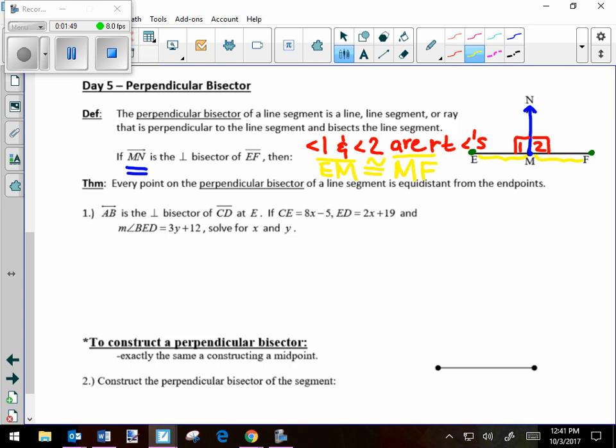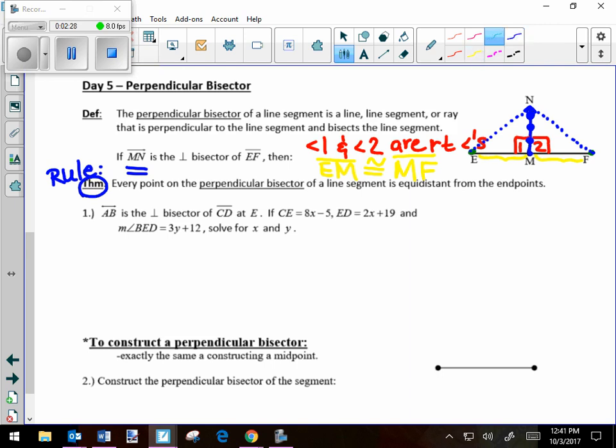There is a rule that says that every point that sits on the perpendicular bisector is equidistant from the endpoints. So I want to take a minute and talk about that rule. THM stands for theorem. That really means a rule. And I want to talk about how if you take a look at any point that sits on this perpendicular bisector, so consider any point that you may see along there, if you were to go back and measure how far that point is away from endpoint E and how far that point is away from endpoint F, you would find out that they're the same.